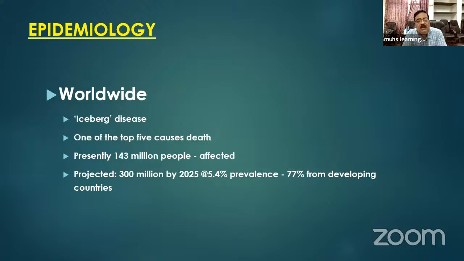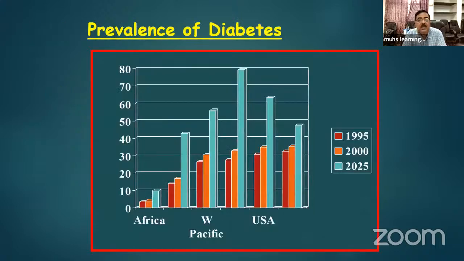WHO has projected 300 million people worldwide by 2025. That is 5.4 percent prevalence of this disease in the whole human race, and 77% of them are from the developing countries. So that is the magnitude of the problem, and that is why this is important to understand.